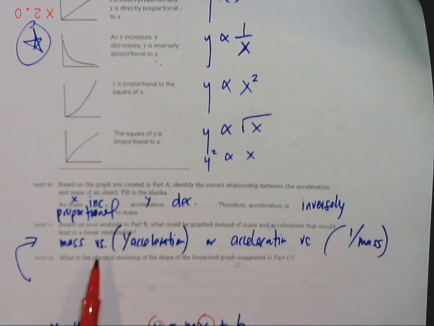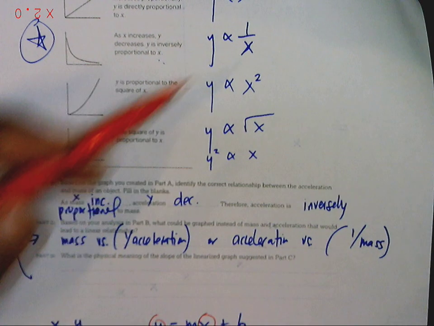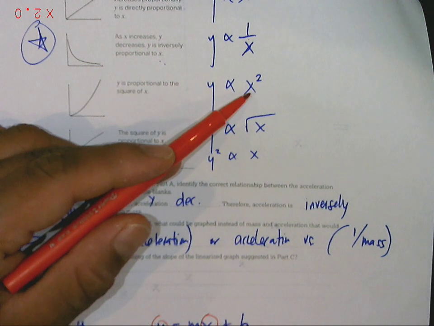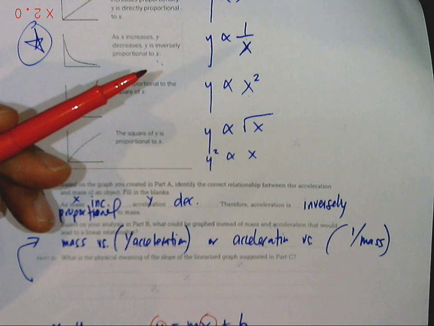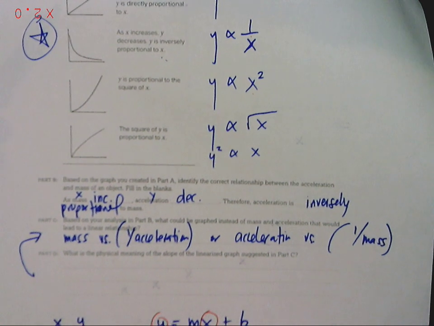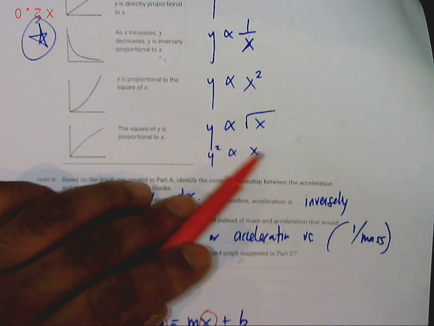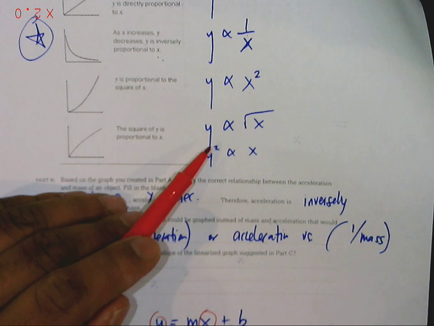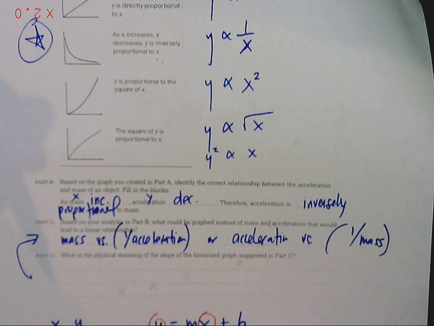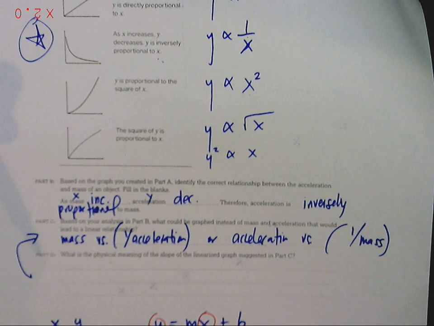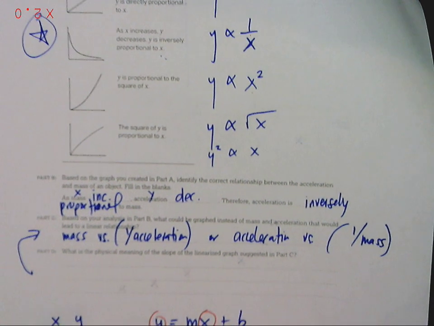As stated, how do we make it linear? We identify the proportion. We identify that if we did this, we will have it linear. If we did these relationships, it would be linear.